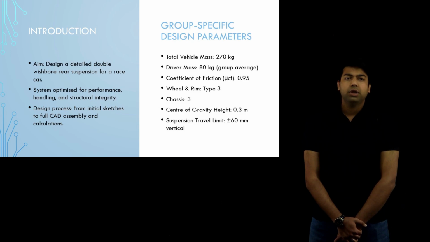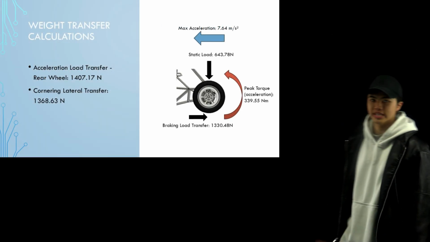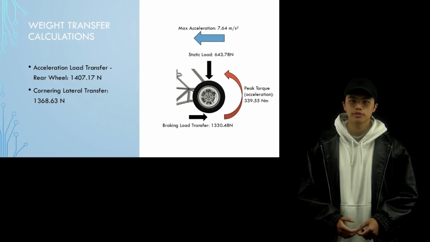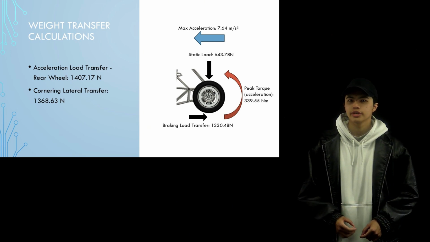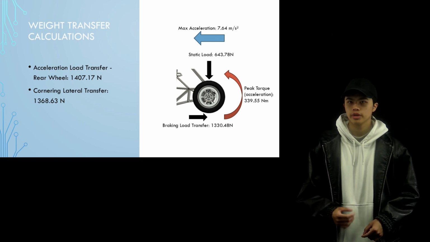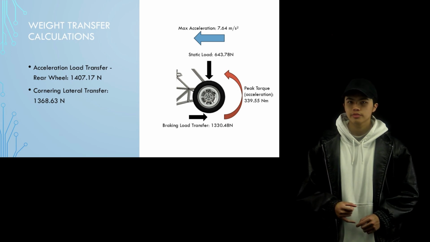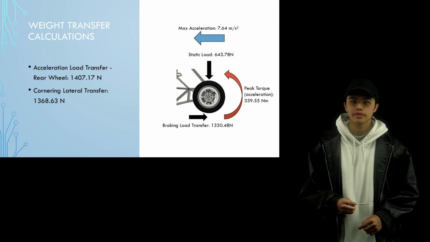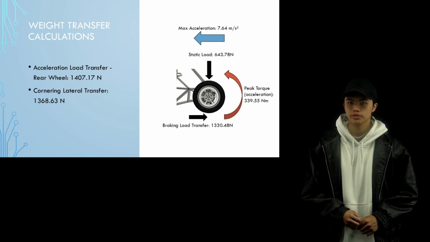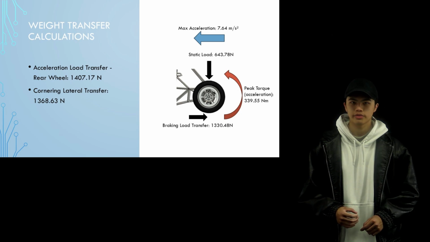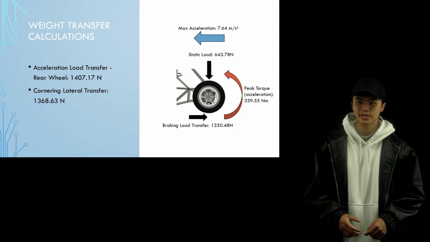To ensure safety and performance, we had to conduct detailed weight transfer calculations. Starting with the static load, each rear wheel supports approximately 640 newtons. However, under dynamic scenarios, the load increases significantly. During acceleration, we calculated a rear wheel load transfer of 1400 newtons, whilst braking produced a rear transfer of 1330 newtons. Lateral load transfer during cornering reached 1368 newtons. In terms of powertrain performance, we determined a peak torque under acceleration of 340 newton meters, which corresponded to a maximum acceleration of 7.64 newtons per second squared.